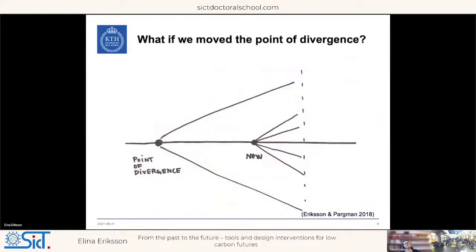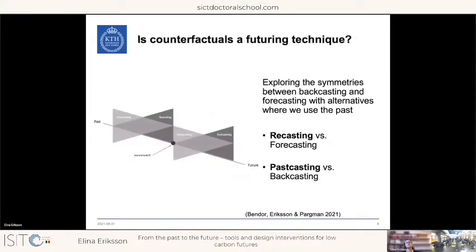So another criticism against design fiction is that you go forward, but the cone of possibilities might be a bit too small. So what happens if you move the point of divergence backwards in time? And that's something we have also been exploring in our research. One publication that we had recently together with Roy Bender, it's me and Daniel Pargman, is about counterfactuals, if that is a futuring technique.